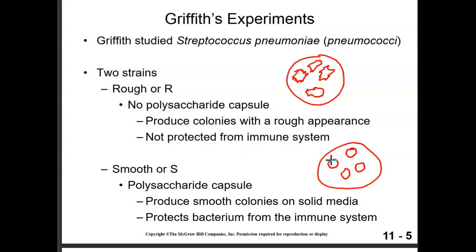Basically, in the rough strain, when you look at the individual cells, you'll see that they do not have what's called a polysaccharide capsule. It's kind of like a jelly coating on the outside of the cell. The smooth strain have a polysaccharide capsule. So when you streak them on solid medium on a petri dish, they have a smooth phenotype on the outside. The rough don't.